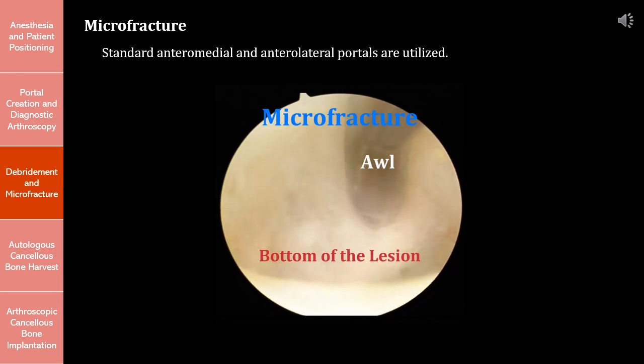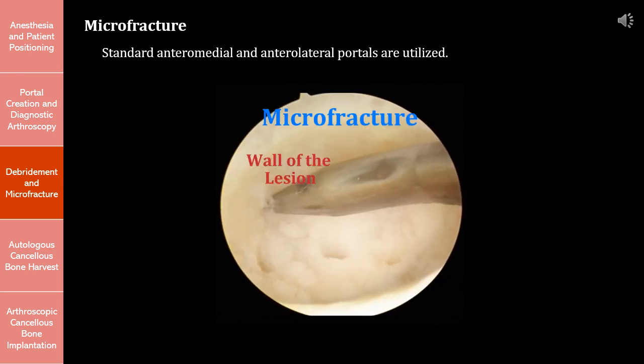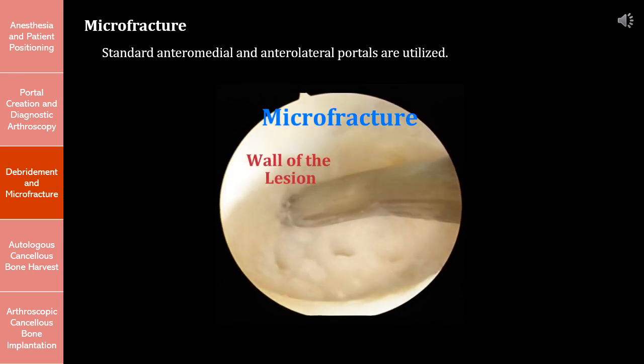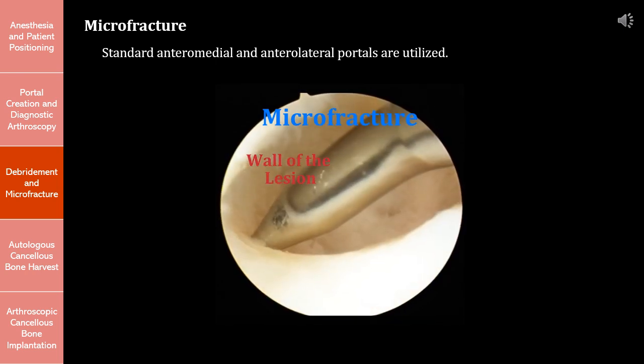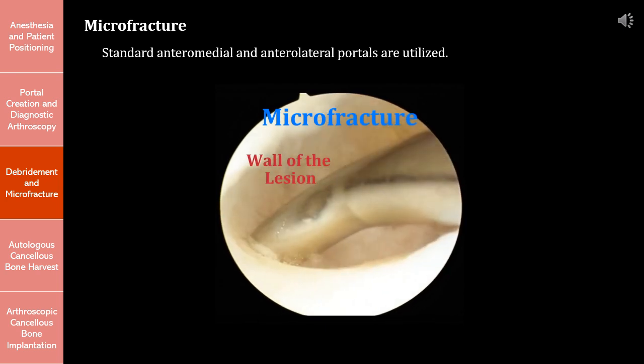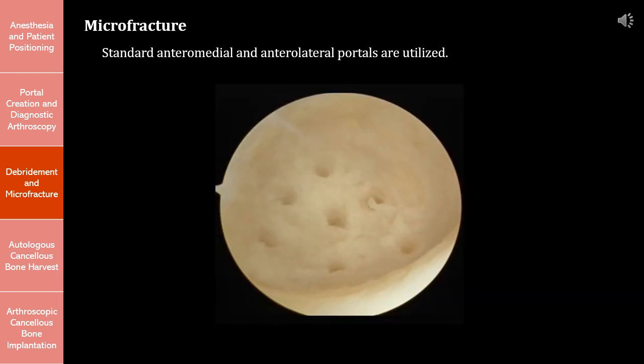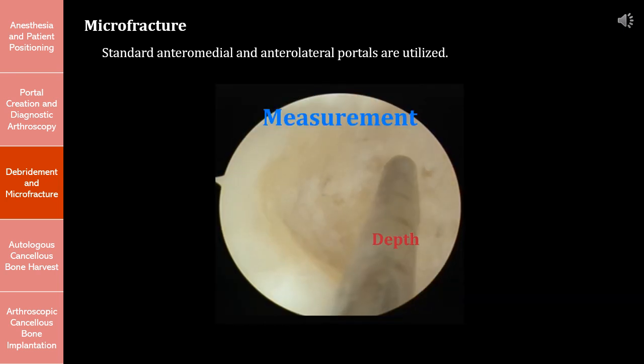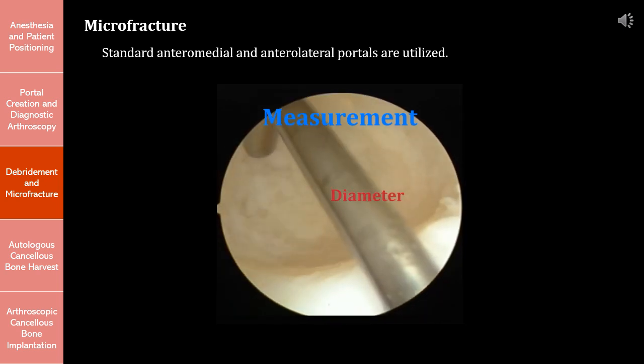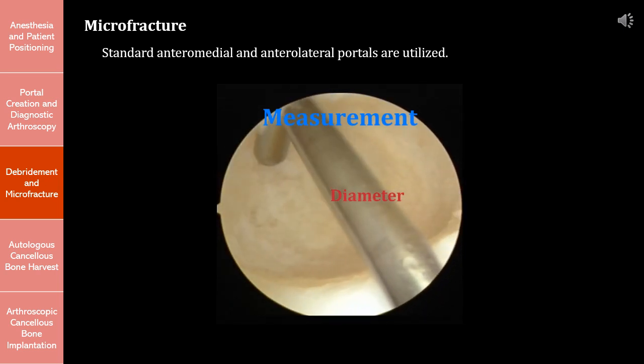Microfracture awl is introduced and subchondral channels to 5 mm in depth are created, spacing the channels 3 to 5 mm apart across the entire surface of the lesion. Subchondral channels are also made on the side wall of the injured area. The borders of the defective area are checked again with the probe. The diameter and the depth of the lesion are measured.